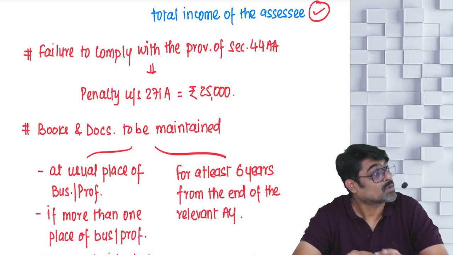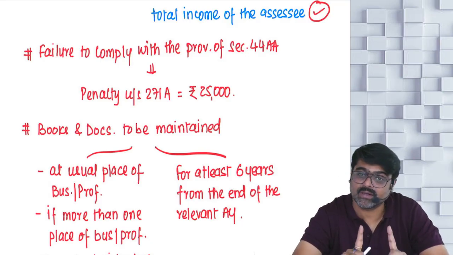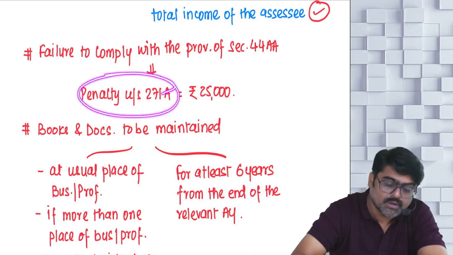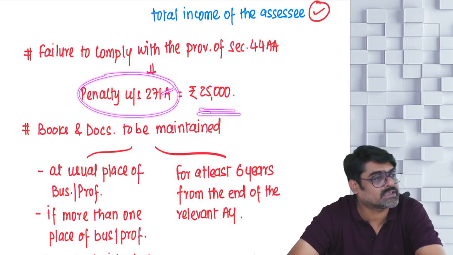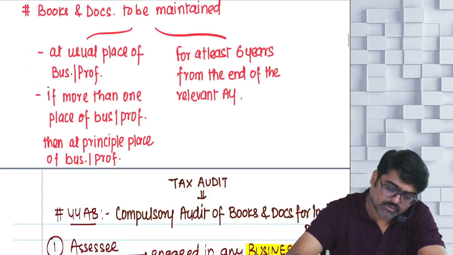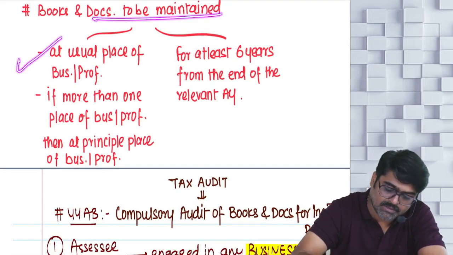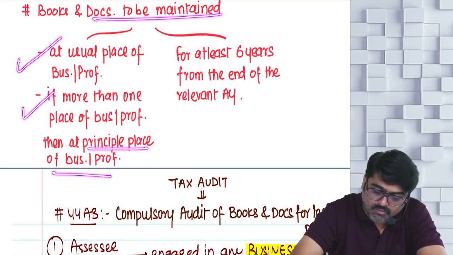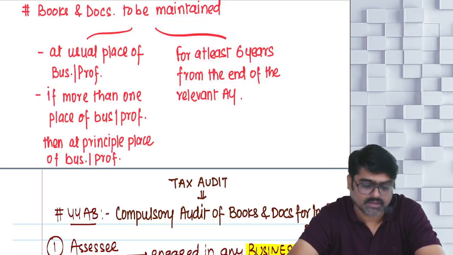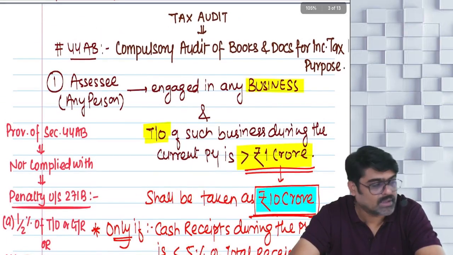So this contravention of section 44AA will attract a penalty of 25,000 under section 271A. Flat penalty of 25,000. Yes or no? Now see, books and documents to be maintained at usual place of business. If more than one place of business, then at principal place of business for at least 6 years from the end of the relevant assessment year. This is the end of 44AA.